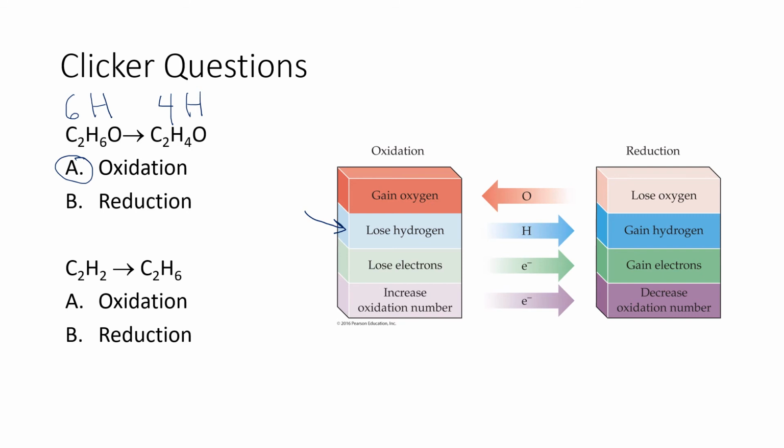C2H2 yields C2H6. Pause this video and decide for yourself, is this an oxidation or is this a reduction? Okay, hopefully you paused it, and notice that in this reaction we're going from 2 hydrogens on the left to 6 hydrogens on the right. So we increased how many hydrogens there were, which is over here we're gaining hydrogens, so that makes this reaction a reduction.